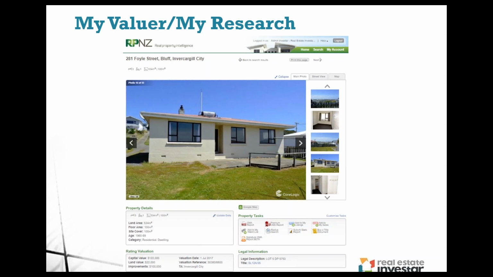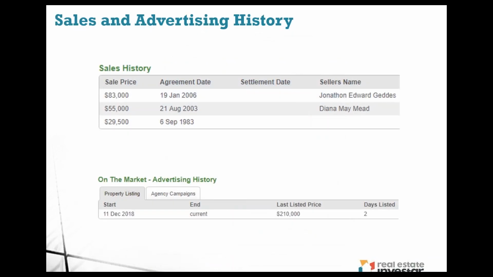You can see the actual age of the property here. We got from 1960 to 1969, hence why before we've put it at 65, and also the land area like we talked about. Okay, so on from there, the actual sales history gives us a lot of information, and so does what the marketing advertising history does. We can see that this person has bought the house only 12 years ago, and they bought it for $83,000.